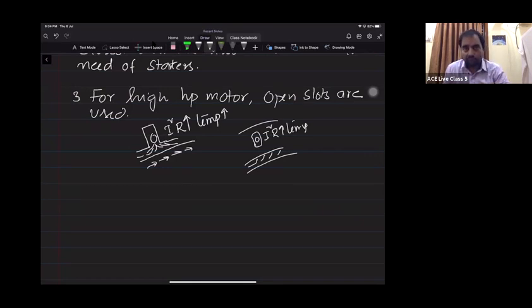Why? Because high HP motors are used in industries. So to compensate that, we'll be using some capacitor banks like that, right? So this is something about the slots. Confirm to me if it is clear, all of you.